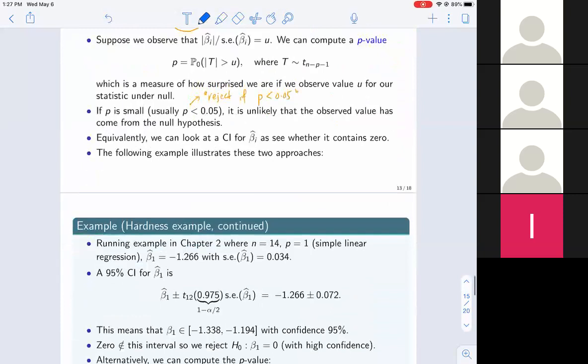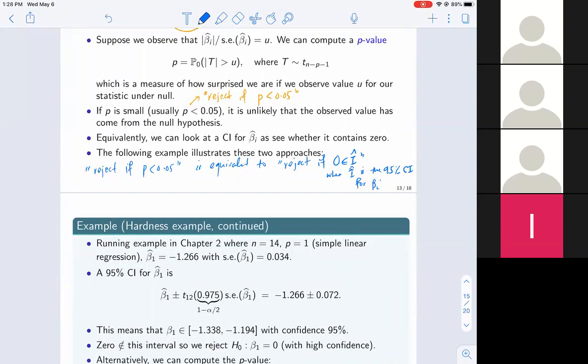So let me write this here. Reject if p is less than 0.05 is equivalent to reject if 0 does not belong to I hat, where I hat is the 95% confidence interval for beta I.